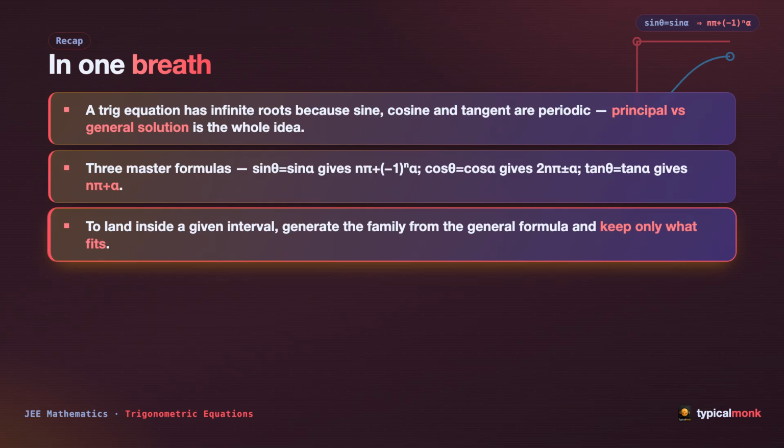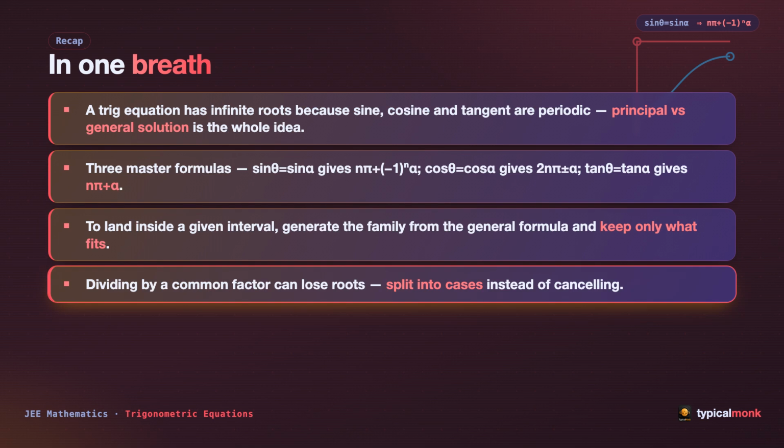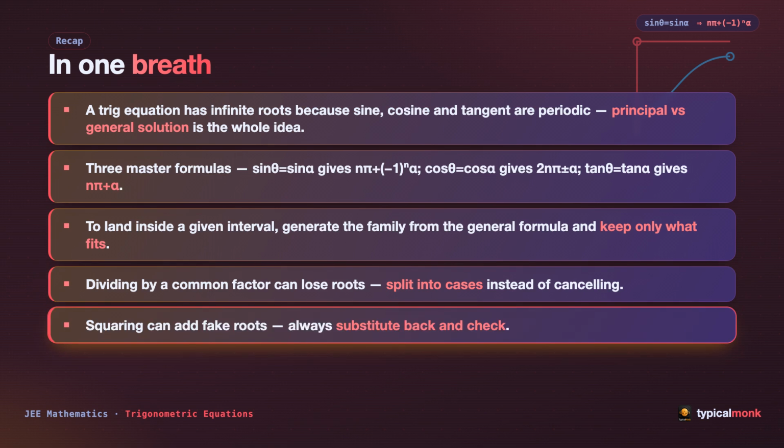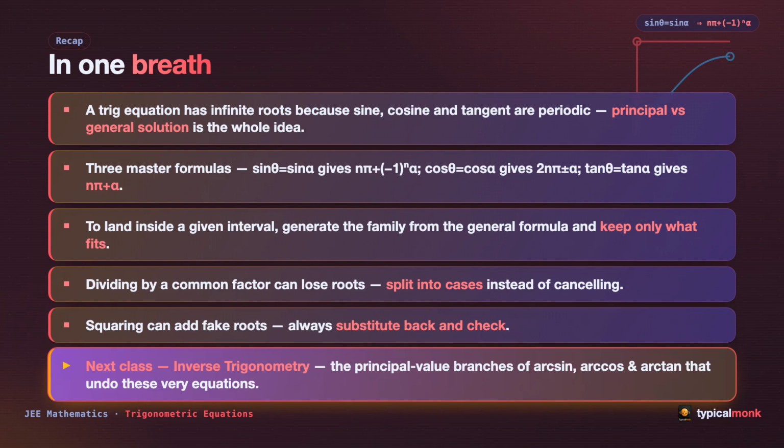To land inside a given interval, generate the whole family from the general formula and keep only what actually fits. Dividing by a common factor can lose roots, so split into separate cases instead of cancelling. Squaring can add fake roots. Always substitute back and check every candidate. And next class, we step into inverse trigonometry, arcsine, arccosine, and arctangent, their principal value branches, and how they quietly undo the very equations we solved today.